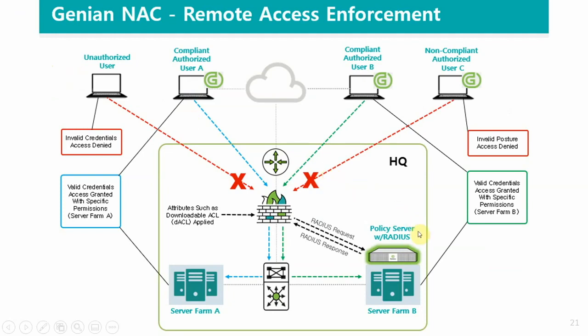The Genie and NAC policy server comes preloaded with a built-in Radius server. This Radius server can take in Radius requests from a network access device which controls connections into the network at the network perimeter. The Genie and NAC Radius and Policy server will then validate the credentials and then send a Radius response back to the network access device. At that point, any user that does not have valid credentials will be denied network access.